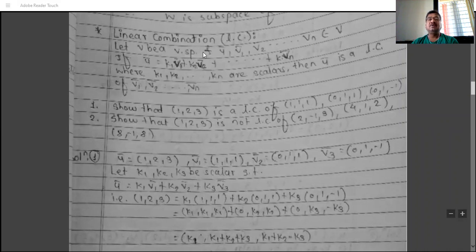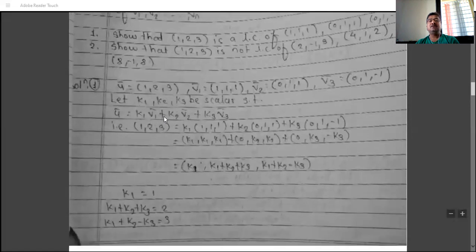That is, if this u can be expressed as the sum k1 v1 + k2 v2 + ... + kn vn, where k1, k2, ..., kn are scalars, then we say that u is a linear combination of v1, v2, ..., vn. And if u cannot be expressed in this form for any k1, k2, ..., kn, then we say that u is not a linear combination of these n vectors.